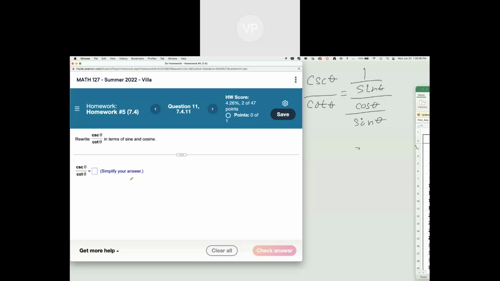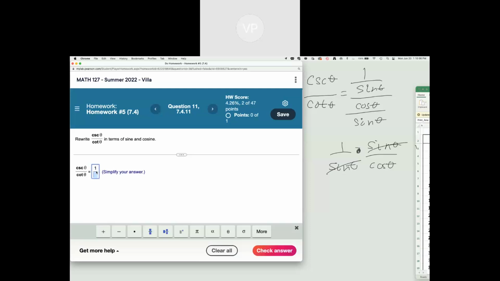Now, it didn't say simplify. Oh, it does say simplify. There it is. So if I plug this answer in, it's technically right where I've rewritten it as sine and cosine. But that last part in parentheses, they want you to simplify this. So this should be 1 over sine. And then remember, multiply by the reciprocal. And then that just becomes 1 over cosine. And that's what you need to enter here in this box.